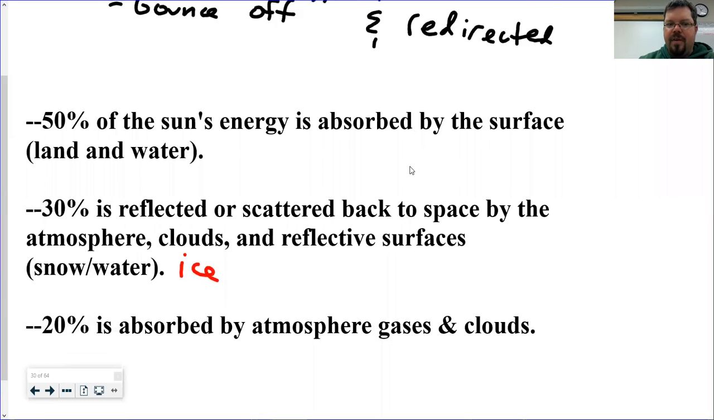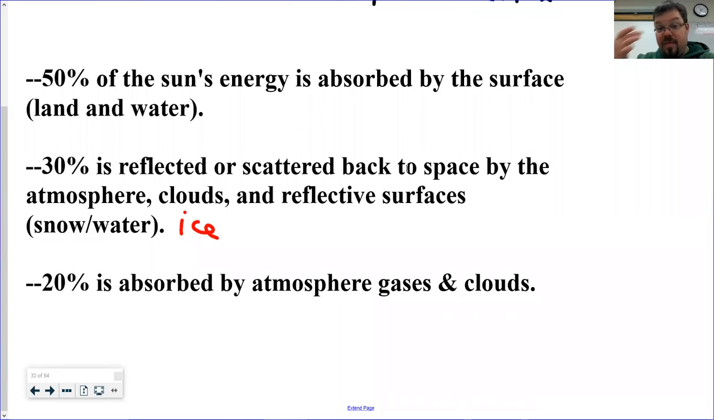Now, we sort of left off here. You think of the 100% allotment of energy of solar radiation that our planet receives. Only 50% of it actually ends up being absorbed by our planet's surface. So that's land and water.